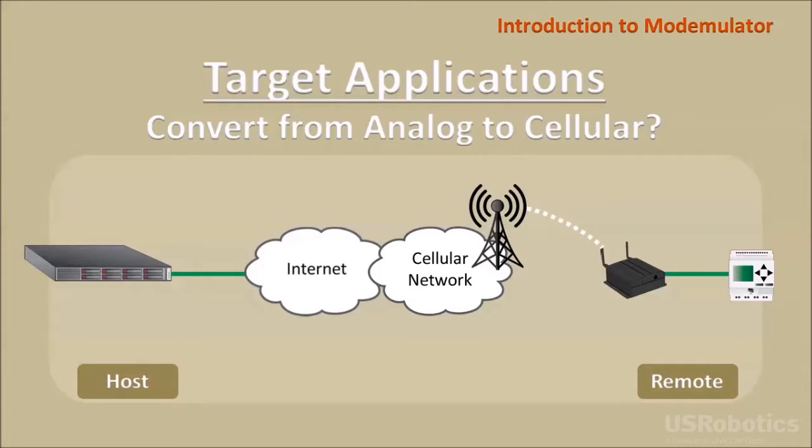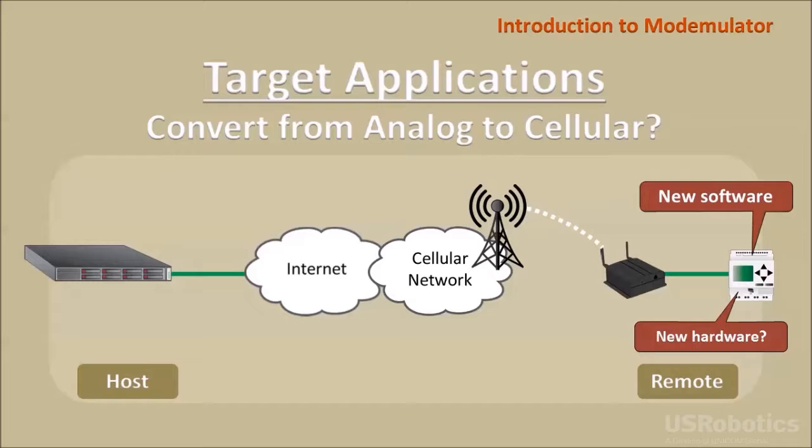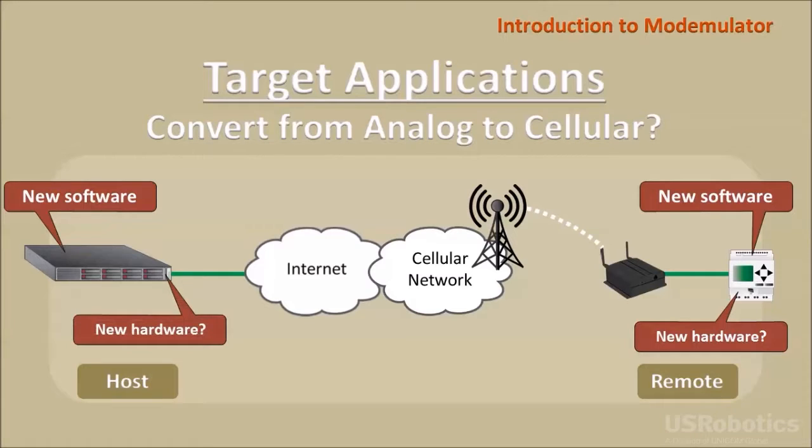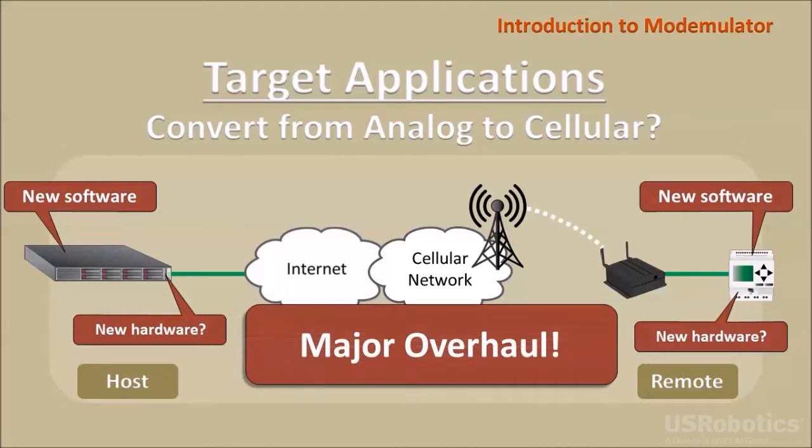To solve these incompatibilities, the legacy software at every remote site must be replaced if new software is commercially available. The new software will probably require a hardware upgrade as well. Also, the host software must be reconfigured or replaced so it can connect using Ethernet protocols. And that may require a hardware upgrade too. As you can see, converting a legacy dial-up system to cellular can require a major overhaul.